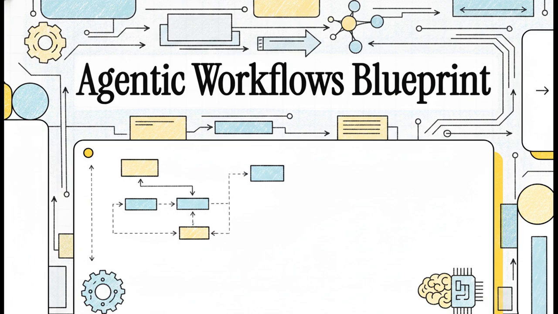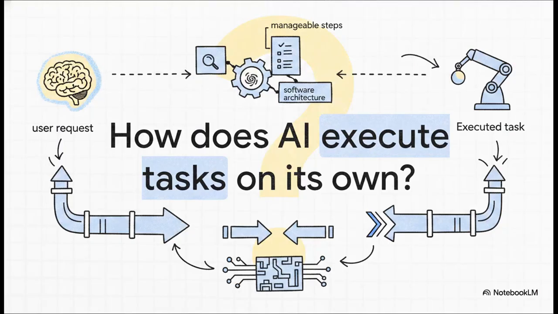Let's dive right in. You know, we hear the buzzword autonomous AI everywhere in the tech space right now. But how does the underlying software architecture actually take a user request, break it down into manageable steps, and then execute it perfectly without human intervention? It might feel like actual magic when you see the final result, but as we're going to see today, it's actually a meticulously structured and highly logical pipeline.